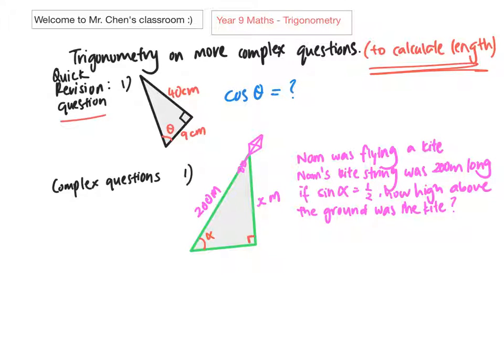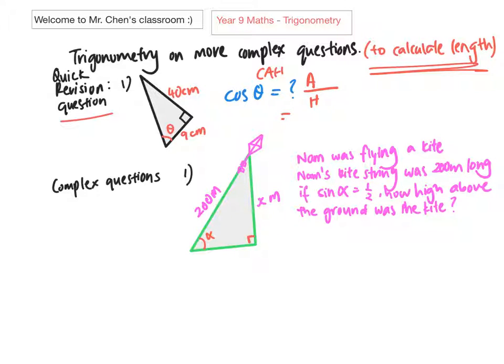So the quick revision here is you are required to find cos theta out of that right angle triangle. I would like you to quickly pause the video and write out the formula for cosine, which is cos theta, and continue after you have done so. So cos theta, the formula is cos theta equal to adjacent over hypotenuse.